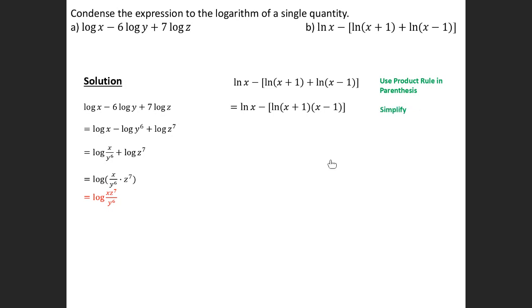So I can simplify in here. So I get natural log of x squared minus x plus x minus 1. The x's will become 0, so I get x squared minus 1. And now I have subtraction. So subtraction means to get one log by dividing. So we apply the quotient rule, natural log of x divided by x squared minus 1. Any questions on that one?